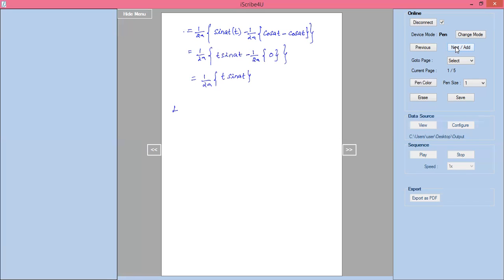Now L inverse of 1 divided by s square plus a square whole square. L inverse of s divided by s square plus a square equals 1 by 2A, or t into sin AT divided by 2A. This is the required solution for the given problem. Any doubts in this? Right. One more problem I will simplify in this.